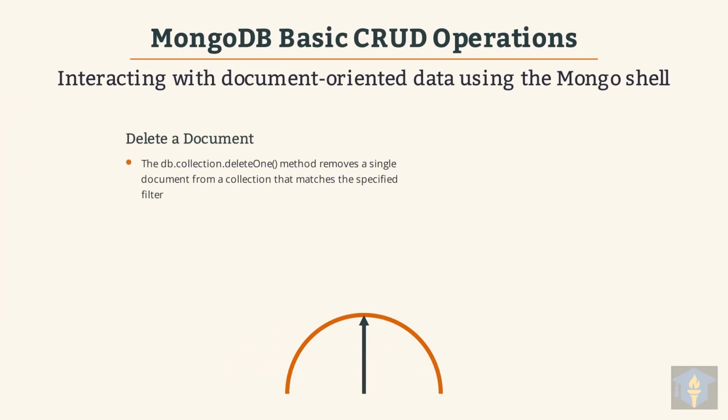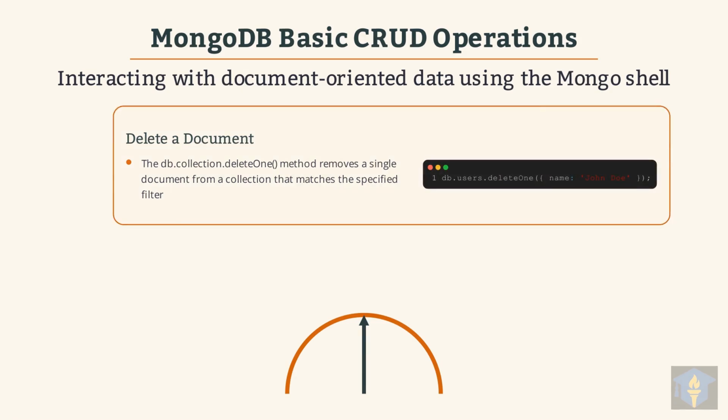Finally, we'll cover how to delete a document, removing unwanted data from our collection. The db.collection.deleteOne method efficiently removes a single document that perfectly matches your specified filter. This command will delete the document where the name field is John Doe from the users collection.